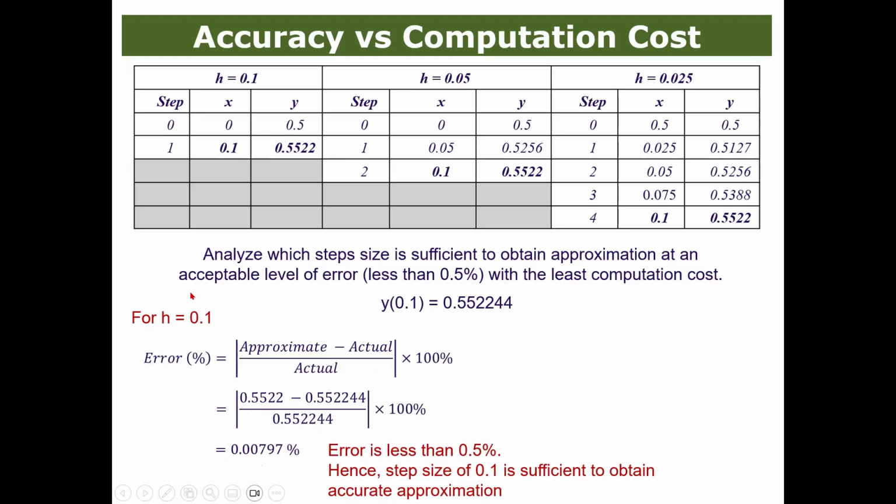For this case, for h equal to 0.1, the error is 0.00797, which is way less than 0.5, meaning that the step size of 0.1 is sufficient to obtain an accurate approximation. You don't need more calculation steps. You don't need to reduce the step size, because you already get an approximation at an acceptable level of error.